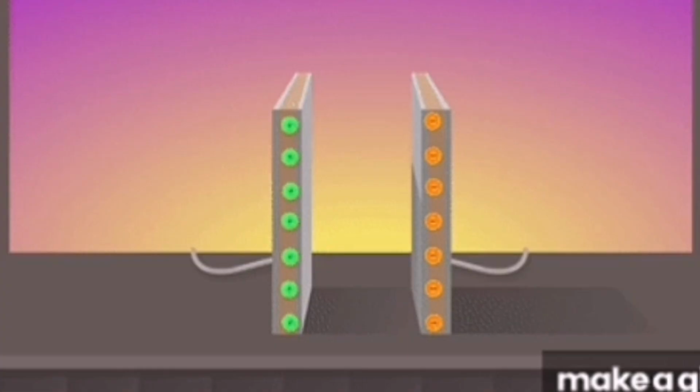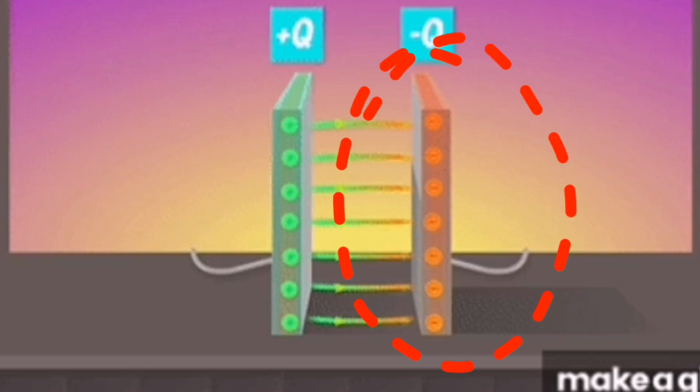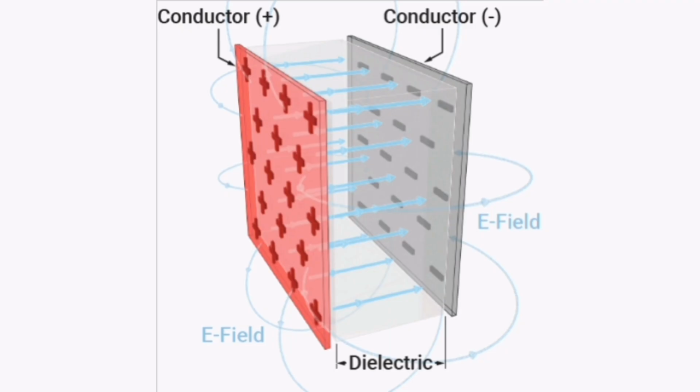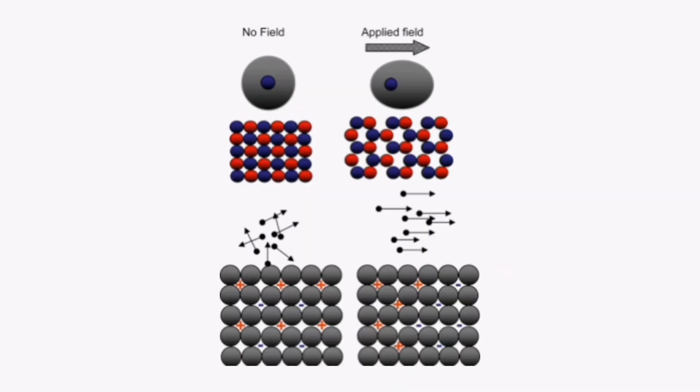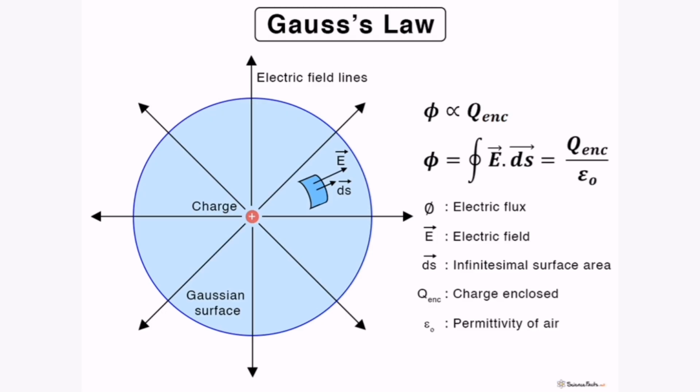One of the most important tools in electrostatics is Gauss's law, which relates the electric flux through a closed surface to the charge enclosed within that surface. This law is especially useful for calculating electric fields in systems with high symmetry, such as spheres, cylinders, and planes of charge. The electric flux through a surface is the measure of how much electric field is passing through that surface. Gauss's law tells us that this flux is directly proportional to the charge enclosed by the surface.